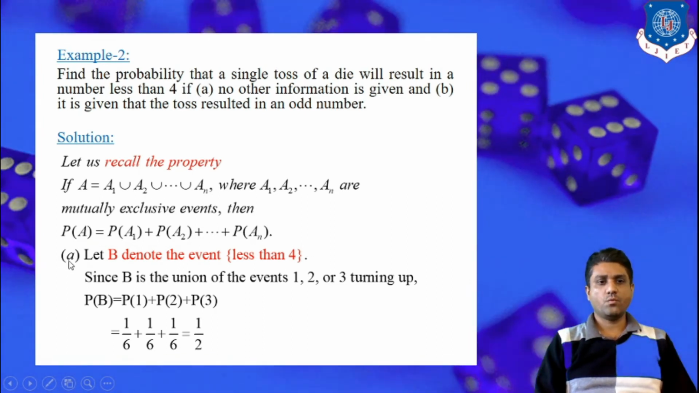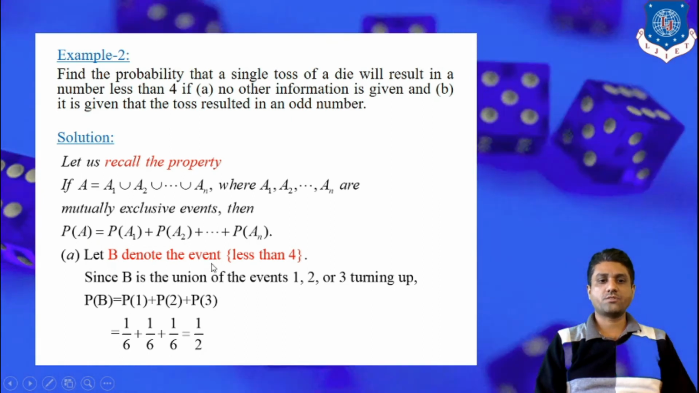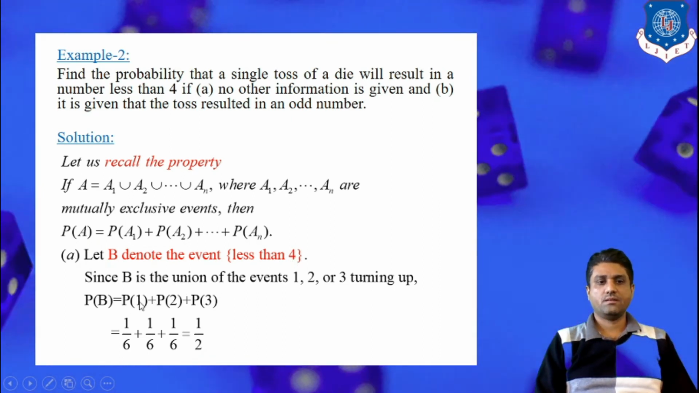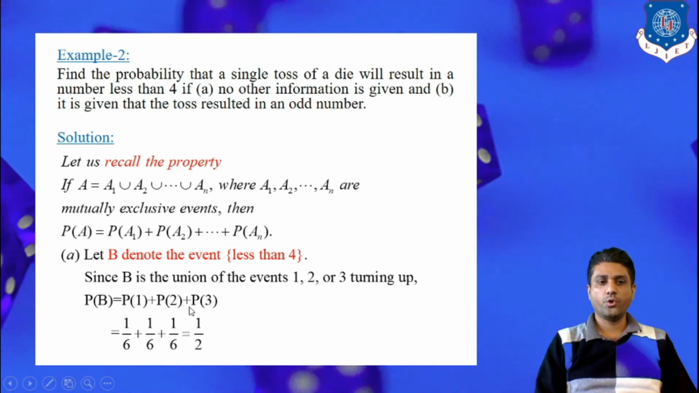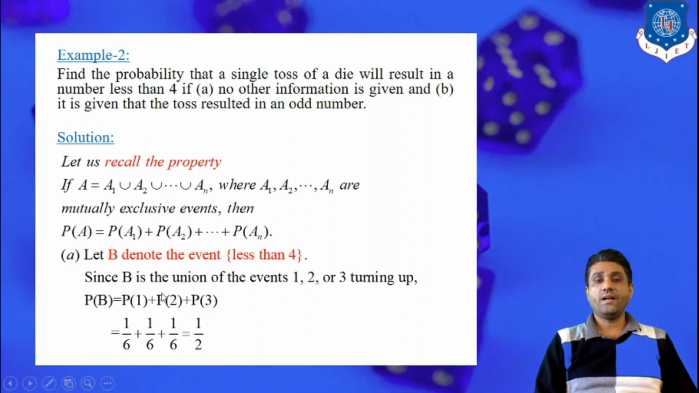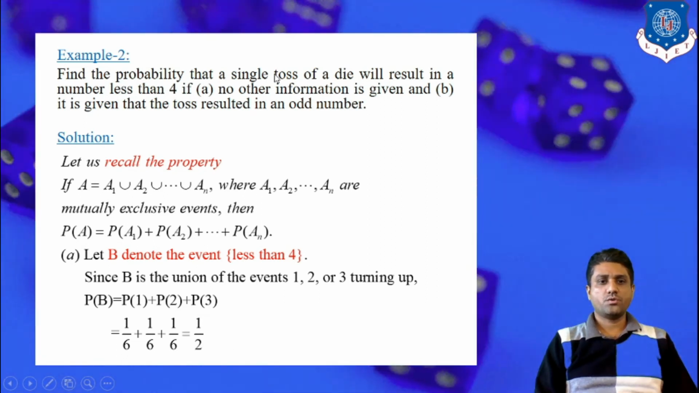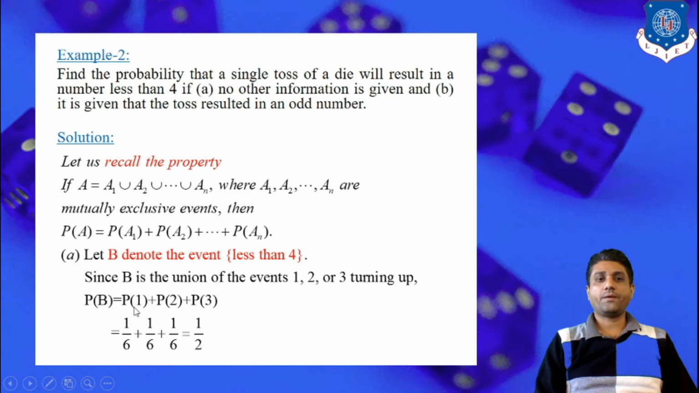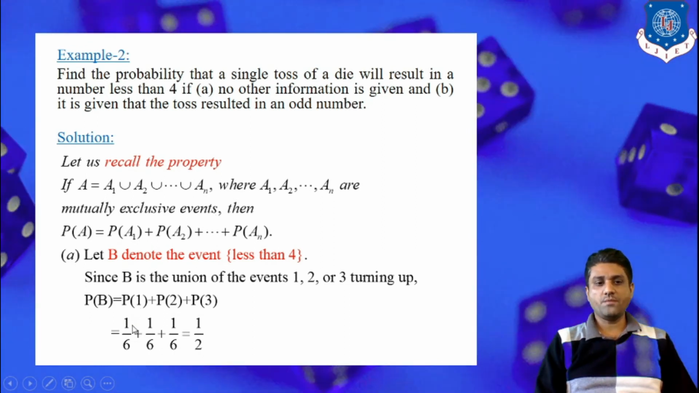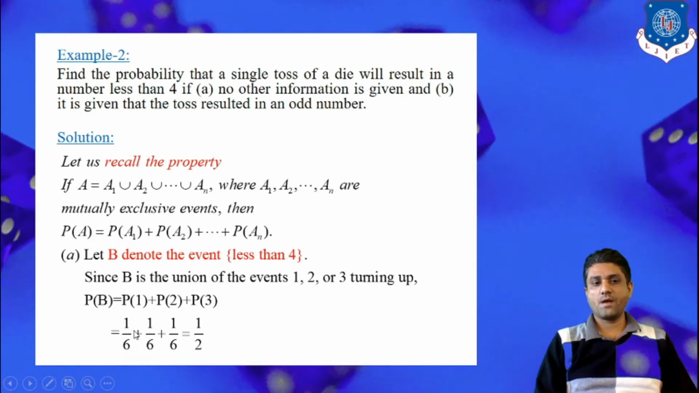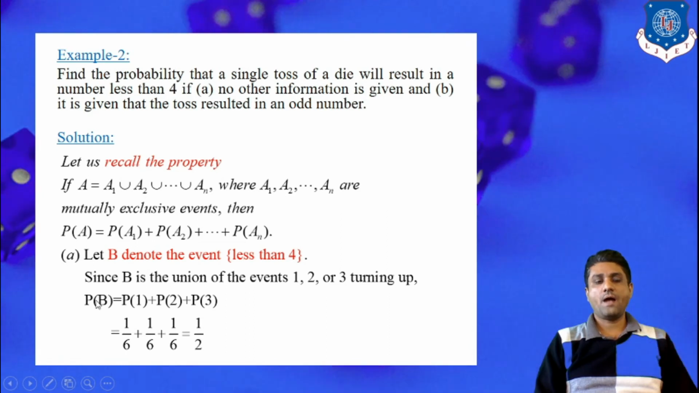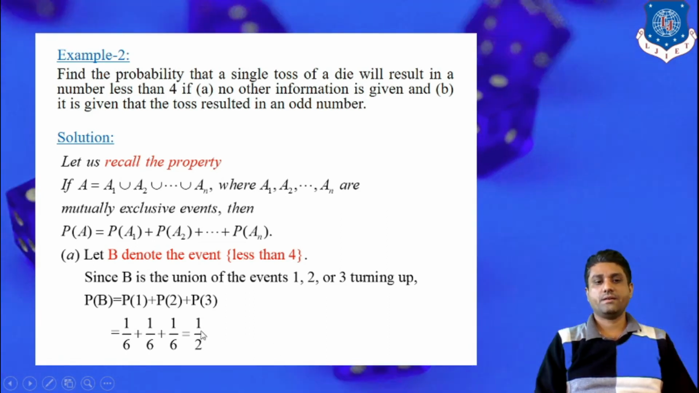Let's deal with the first option. B denotes the event less than 4. So it may be possible that we get a 1, 2, or 3. These are random experiments. The probability of getting a 1 when we toss a die: the favorable outcome is 1, the total outcomes are 6. So 1 by 6, 1 by 6, 1 by 6. So the probability of the happening of event B is 1 by 2.